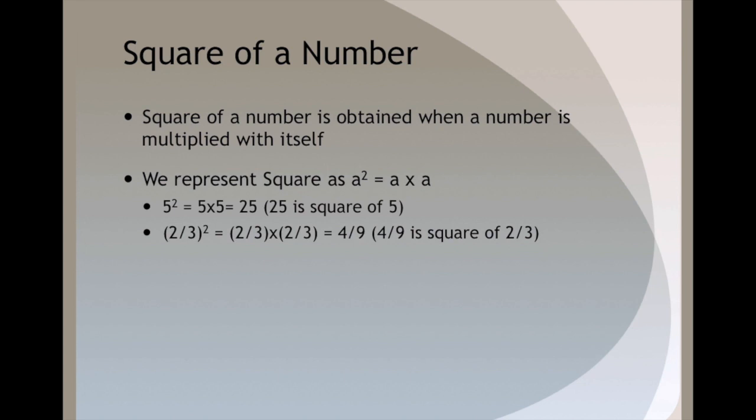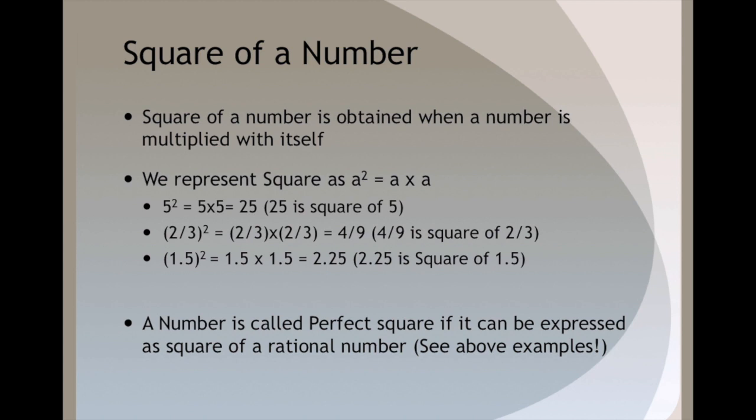Similarly, we can write a square for a rational number as well, 2 by 3 raised to power 2, which is 4 by 9. So we can say 4 by 9 is a square of 2 by 3. Similarly, we can write a square for a decimal number as well. 1.5 into 1.5 is 2.25, so we can say 2.25 is a square of 1.5.